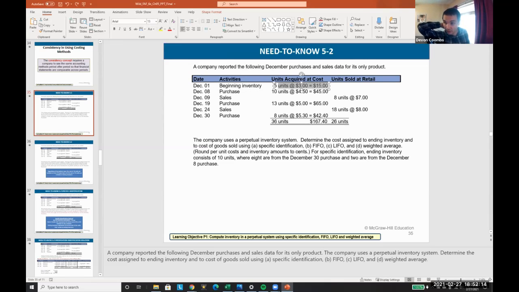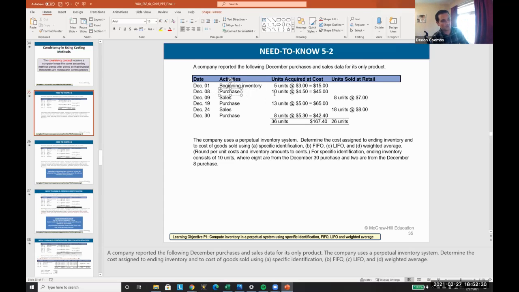The acquired at cost, you're not going to have to determine. I'll tell you it's 5 units at $3. What you'll have to determine is the $15. So we started our inventory with this. That's a given. I might also tell you the ending inventory. Our previous ending inventory is always equal to our starting inventory.